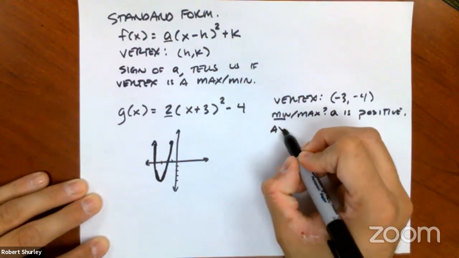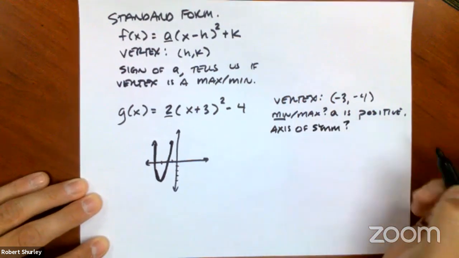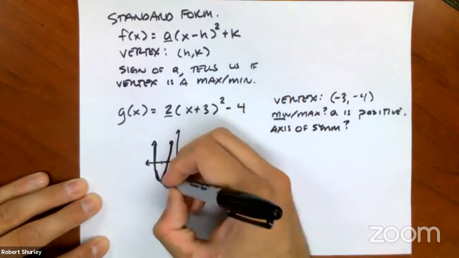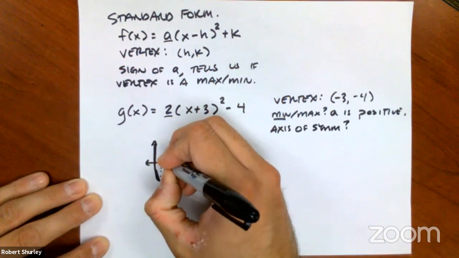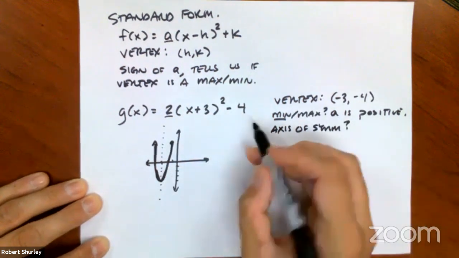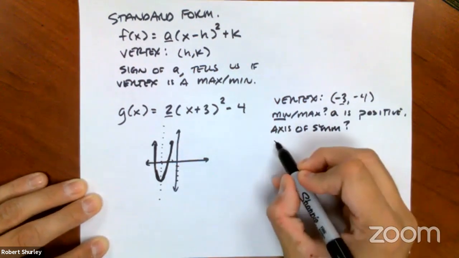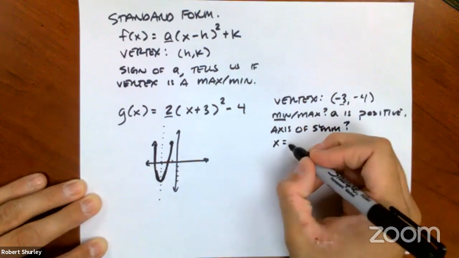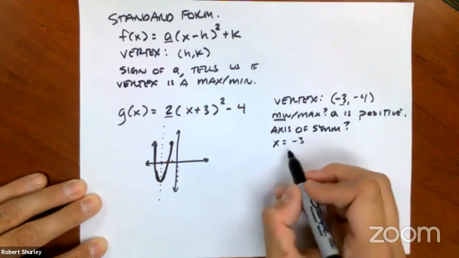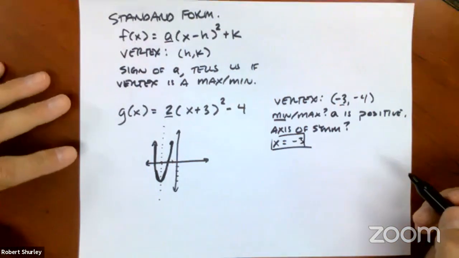So next we've got axis of symmetry. Well, the axis of symmetry, it's a vertical line that goes through the vertex, right? Vertical line that goes through the vertex. Now our vertex, our x value is -3. Vertical lines are always x equals. So x equals -3, okay? That would be our axis of symmetry.